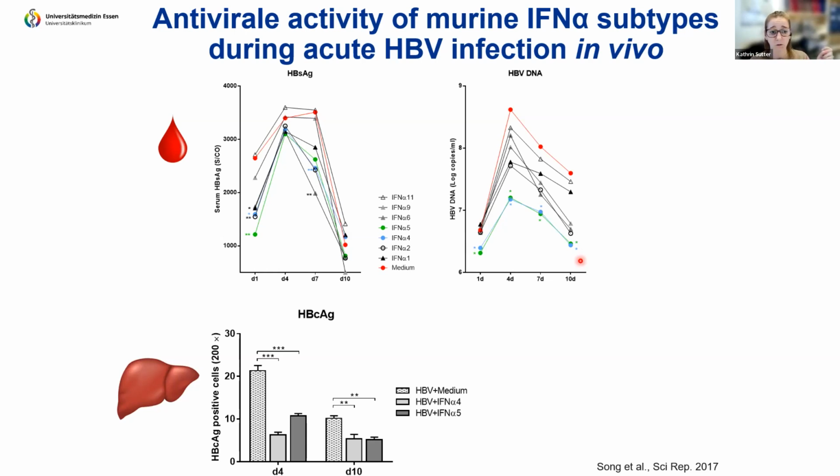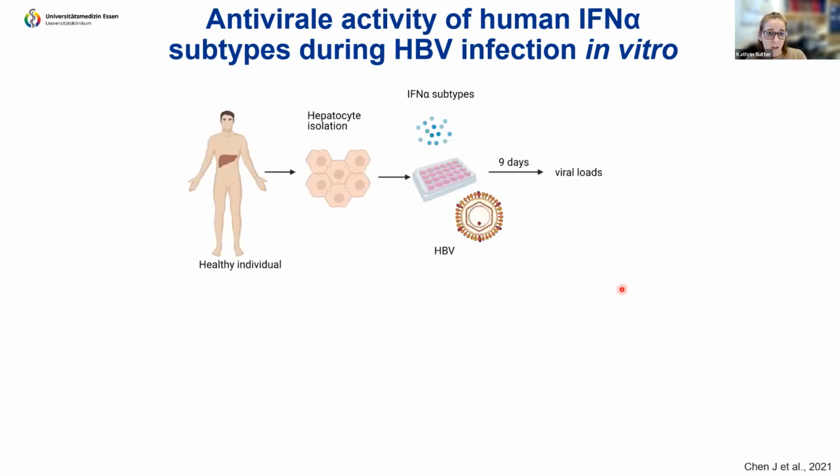So from the first data, we'd say take alpha 11, it's always the best. Now look here, alpha 11 is not working at all. It's here similar to the mice which do not get any interferon. So it really depends on the virus and also the tissue which is infected. So this is also really important.